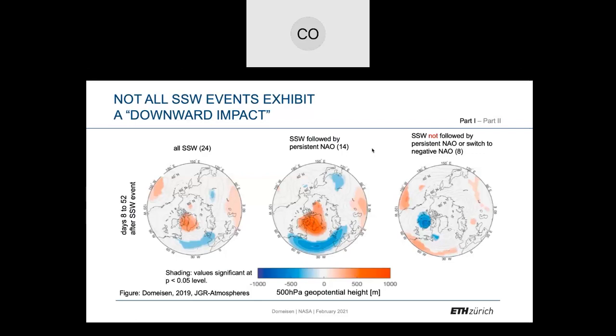We don't really know why this is the case. We also can't predict which ones are the ones that actually have the expected response and which ones don't have a response at all, or which ones have almost the opposite response. Interestingly, if you just look at persistent negative NAO events throughout all the winter, about 25% of these are indeed preceded by a sudden warming event. So once you have a sudden warming event, 2/3 of those have a persistent negative NAO. But if you have a persistent NAO itself, and we can go back to the stratosphere, about 25% of those are preceded by a sudden warming event.